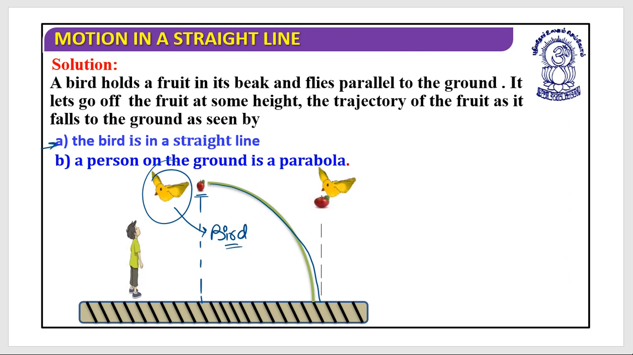So according to the bird, the trajectory of this fruit should be a straight line. But according to the person on the ground, it must be a parabola. I hope you understand what the parabola is. So this would be the answer of this question. For the person, it should look like a parabola, and for the bird, it should be a straight line. We are going to discuss this concept again in the next unit, motion in a straight line. But at this point of time, let's move to the next question quickly.